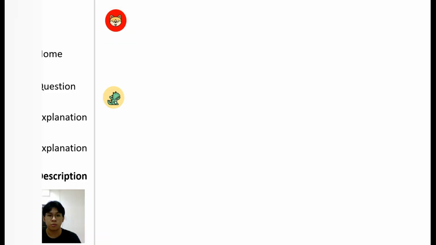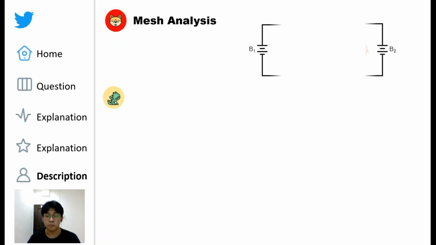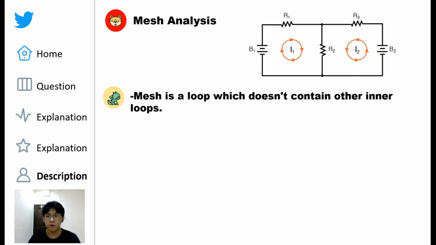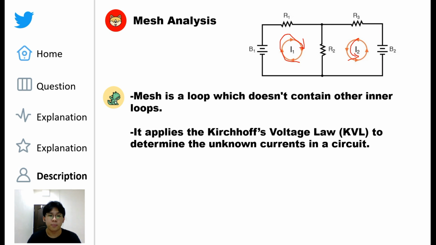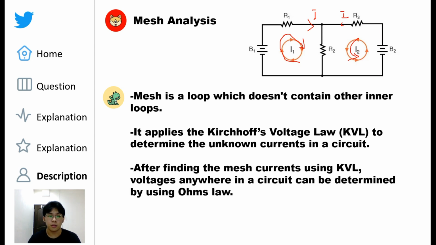And now I will be explaining about the mesh analysis. Mesh can be defined as a single loop. Let's apply the Kirchhoff voltage law to determine the mesh current in the circuit. And then, after finding the mesh current, the voltage in the circuit can be found by the Ohm's law, V equal to IR.